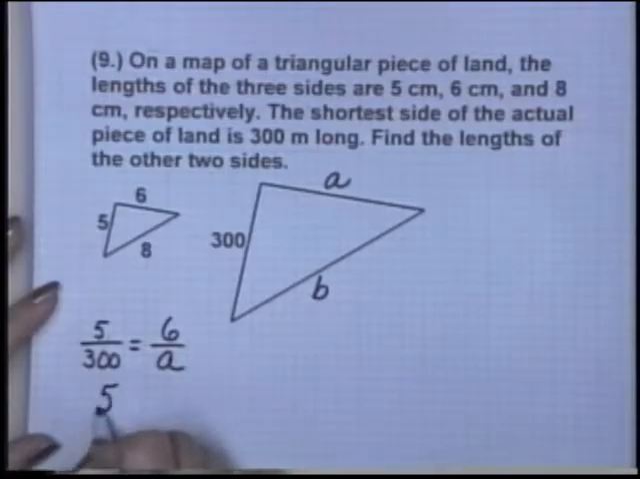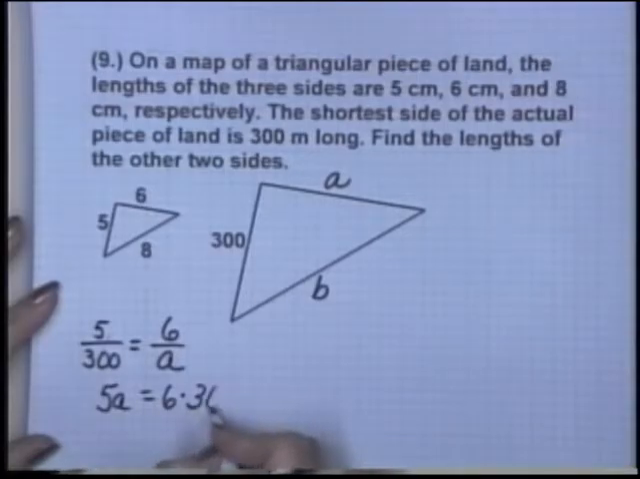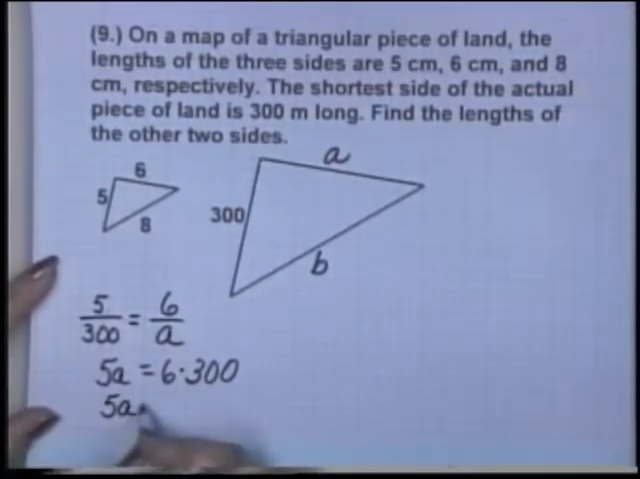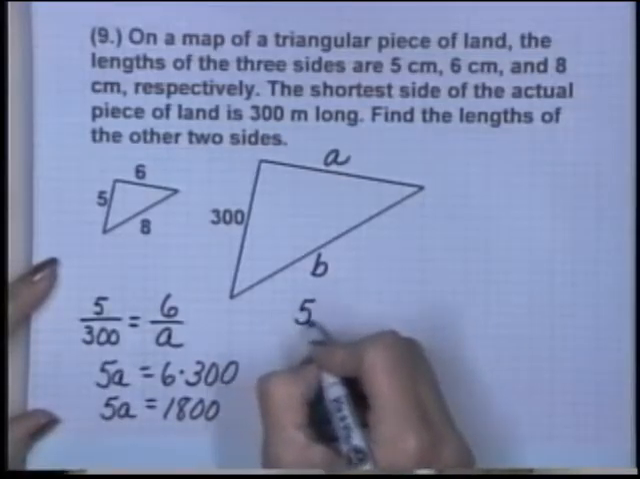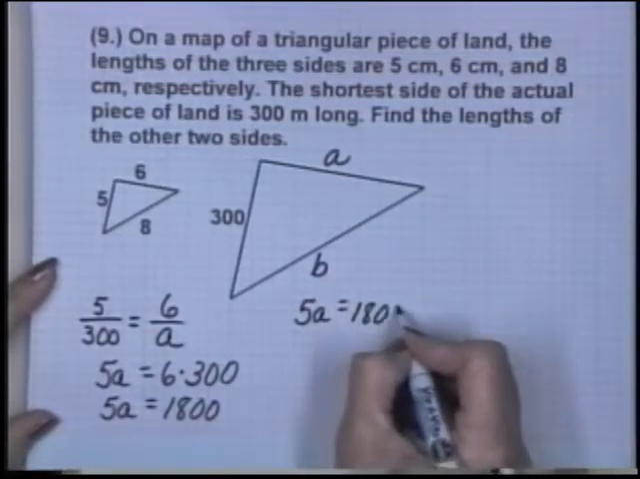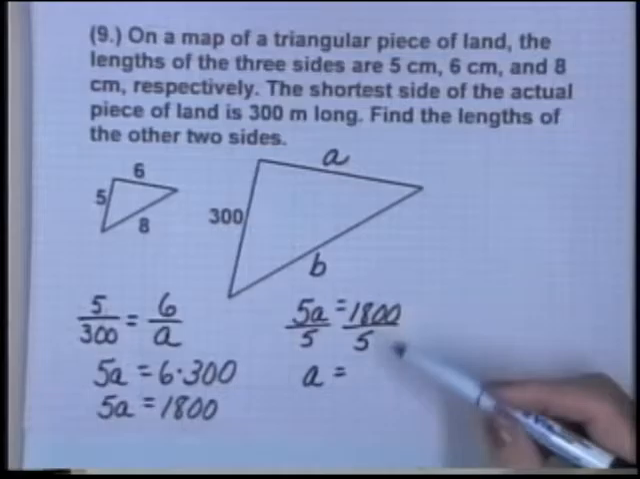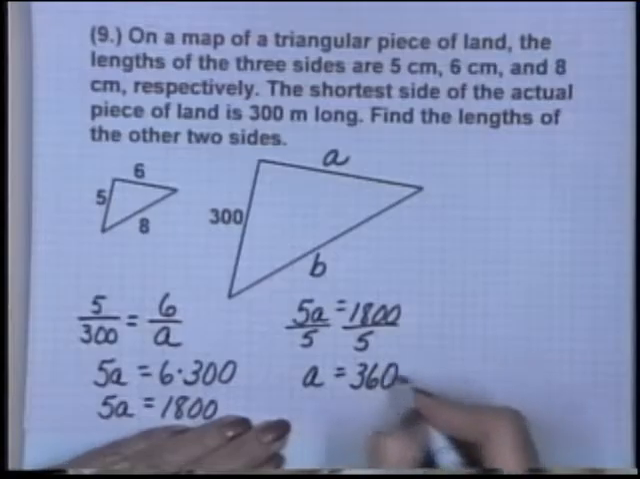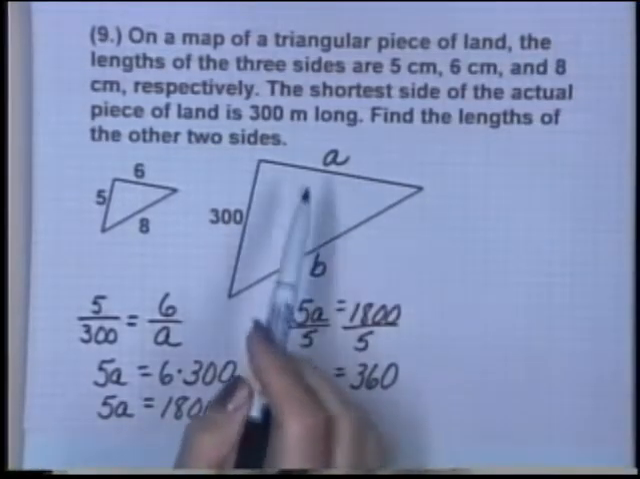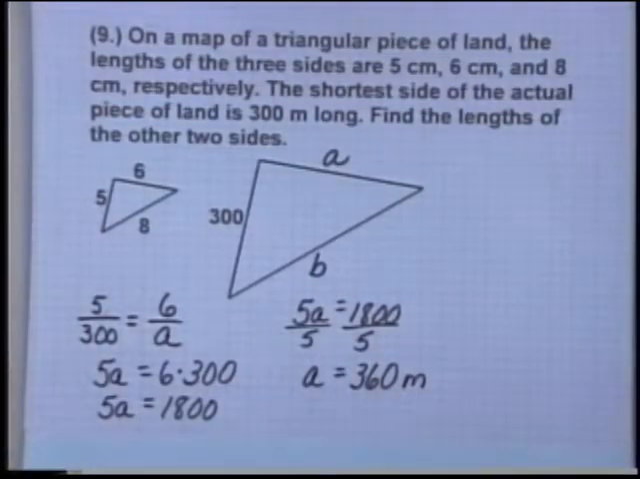5 times A is 5A, and that would equal 6 times 300. So I will have 5A equals 6 times 300, which is 1800. To solve this equation, I'll divide both sides by 5, and when I divide 5 into 1800, I get 360. So for the actual piece of land, side A would be 360 meters long.